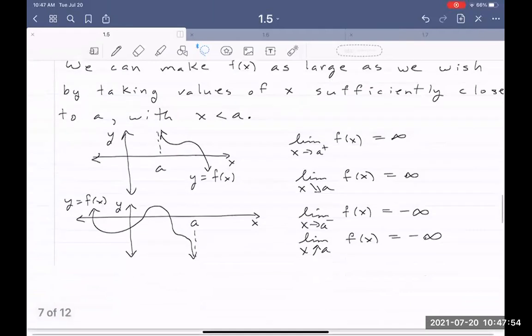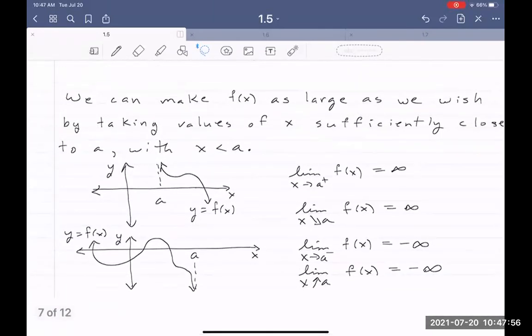Okay, so I think the rest of these I'm just going to do by picture. Suppose you have some function here and it goes off to infinity at A for values of x bigger than A. Then we denote that by the limit as x approaches A from the right side of f of x is equal to plus infinity. Or the limit as x decreases down to A of f of x is equal to infinity.